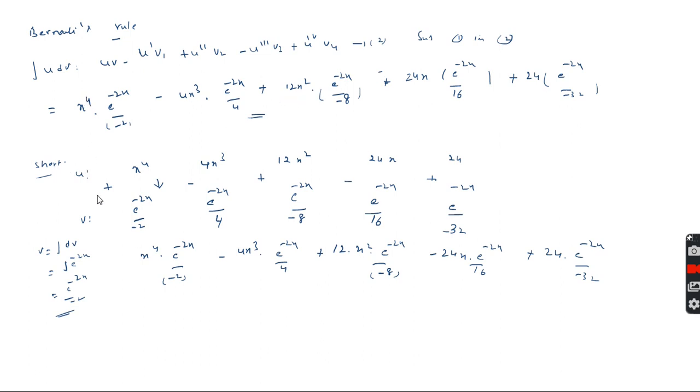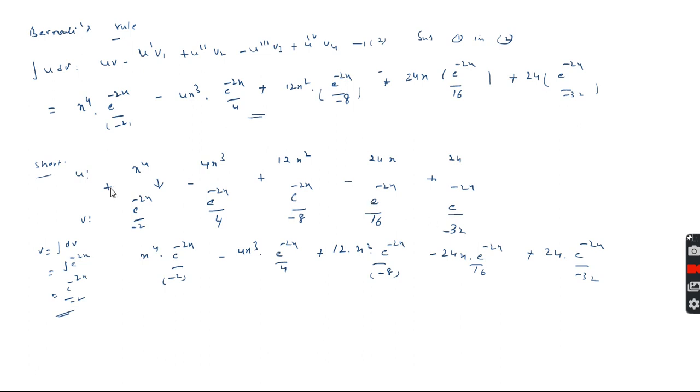And what is the shortcut? In the shortcut, u is written as x power 4. Differentiation of x power 4 is 4x cube. Differentiation of 4x cube is 12x square. Differentiation of 12x square is 24x. And differentiation of 24x is 24. And v we need directly, but here it is given in dv, so v equals e power minus 2x by minus 2, and we find all the integrations. Next, e power minus 2x by minus 2 into minus 2 plus 4, minus 2 into 4 minus 8, minus 2 into minus 8 plus 16, minus 2 into 16 minus 32.